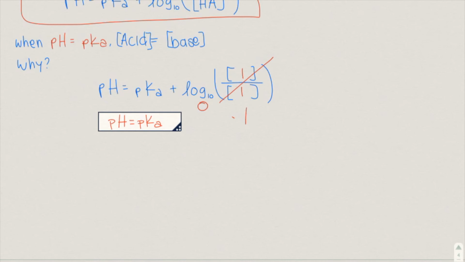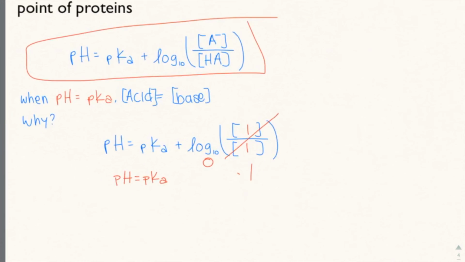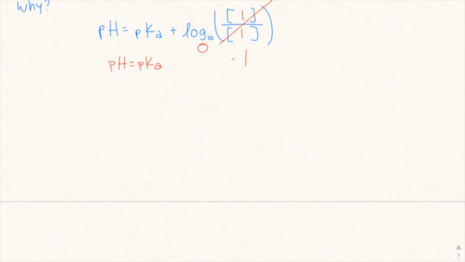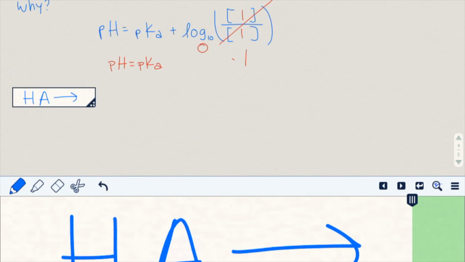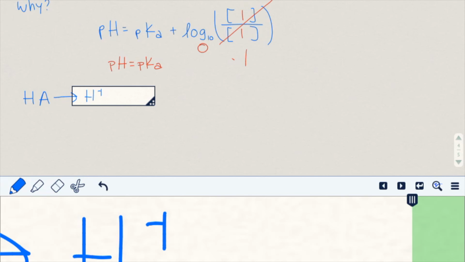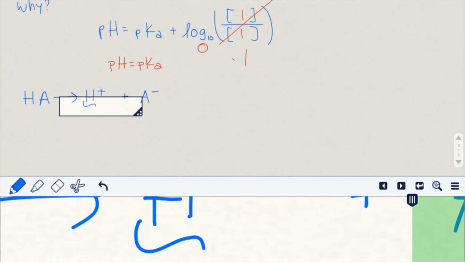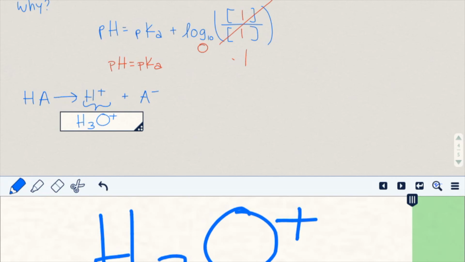Other than that, just remember that the Henderson-Hasselbalch equation is derived from the acid dissociation constant. So when you're looking at this, HA will dissociate into H plus and A minus. Here though, it never really exists as just H plus. It's usually a hydronium ion in most cases.